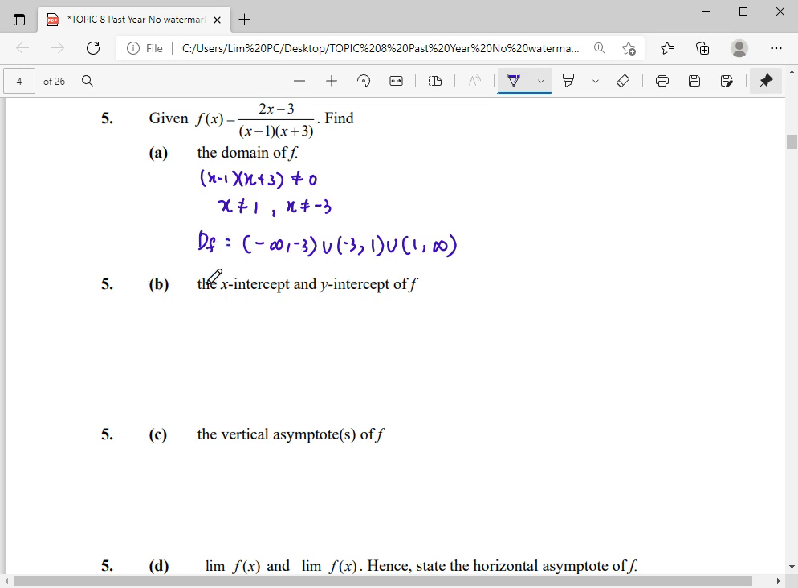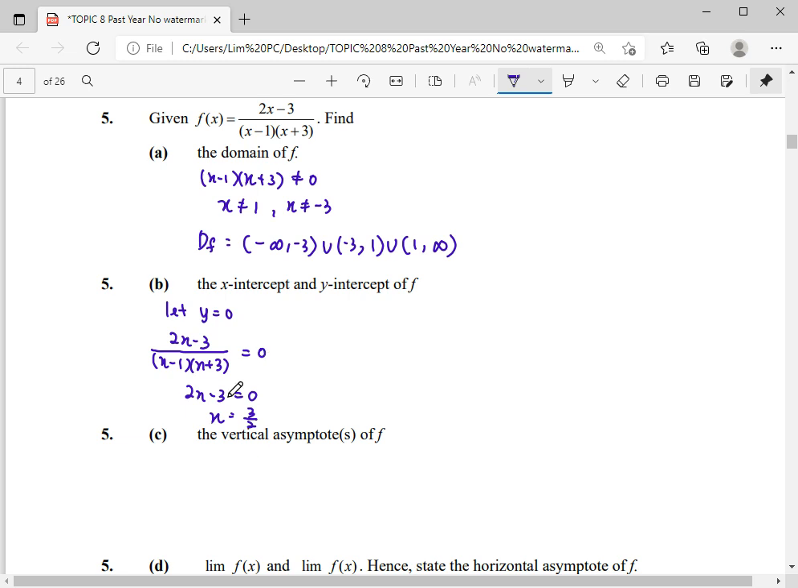Then they say part B, find the x-intercept and y-intercept. For the x-intercept, it intersects the x-axis. When it intersects the x-axis, our y will be equal to 0. Let the y coordinate be 0, and we find our x-intercept. So (2x - 3) over the denominator equals 0. We can multiply the denominator to the right-hand side, which gives us 0. Then we can find our x-intercept is 3 over 2.